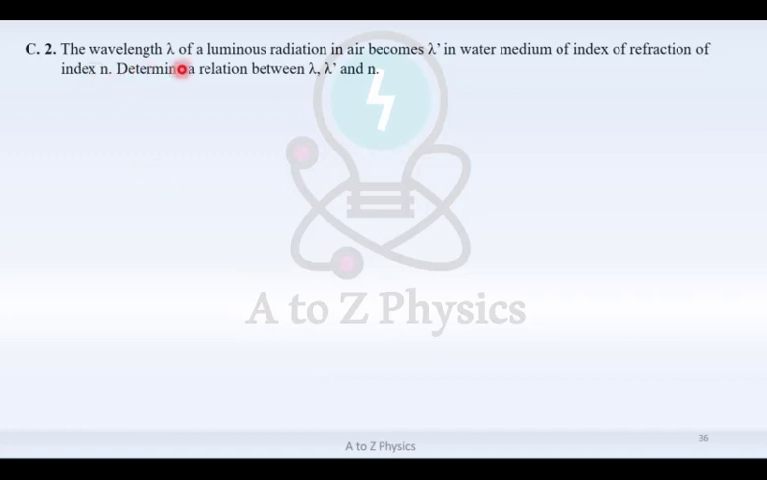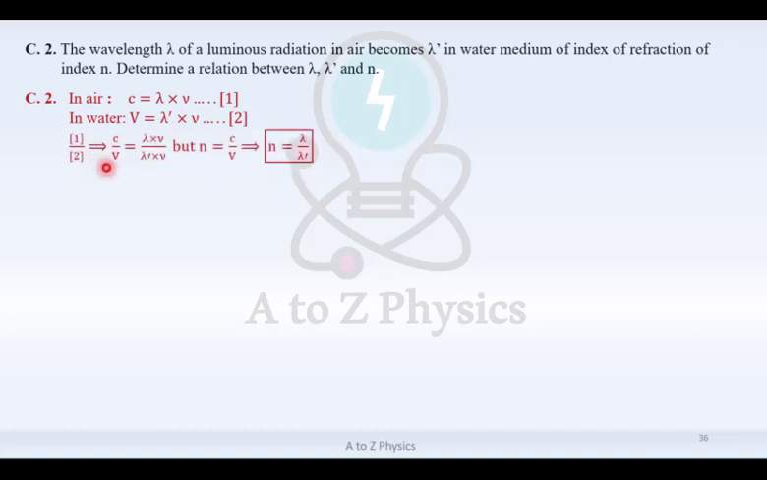The wavelength lambda of a luminous radiation in air becomes lambda prime in water, medium of index of refraction n. Determine a relation between lambda prime and n. In air, c equal lambda times frequency. In water, the speed of light becomes v equal lambda prime, the new wavelength, times the same frequency. Dividing 1 over 2, we obtain c over v equal lambda times frequency over lambda prime times frequency, and since n equals c over v, we will obtain n equal lambda over lambda prime.